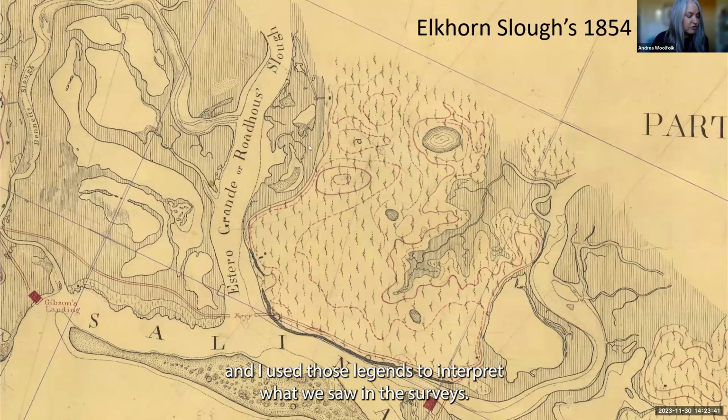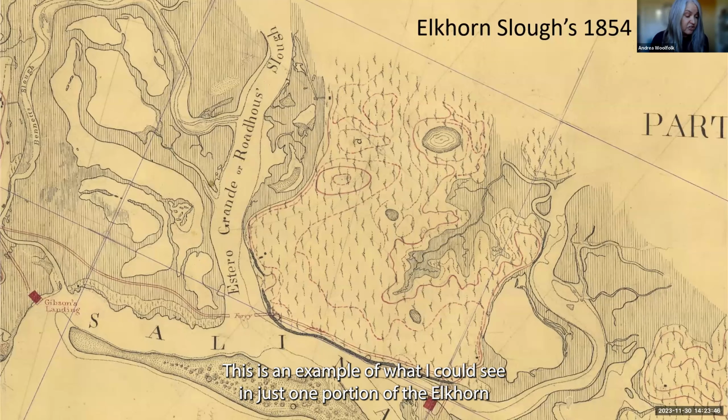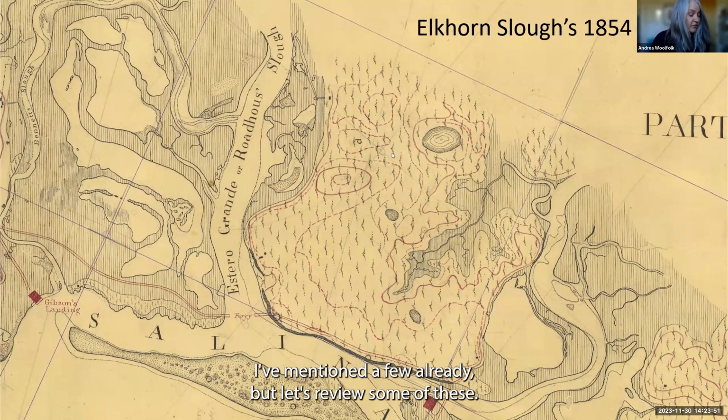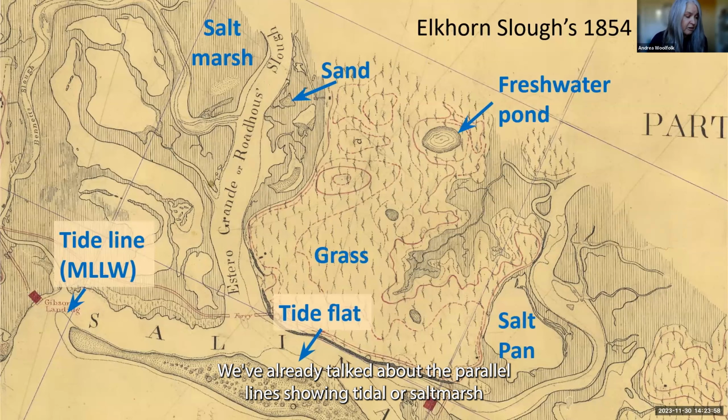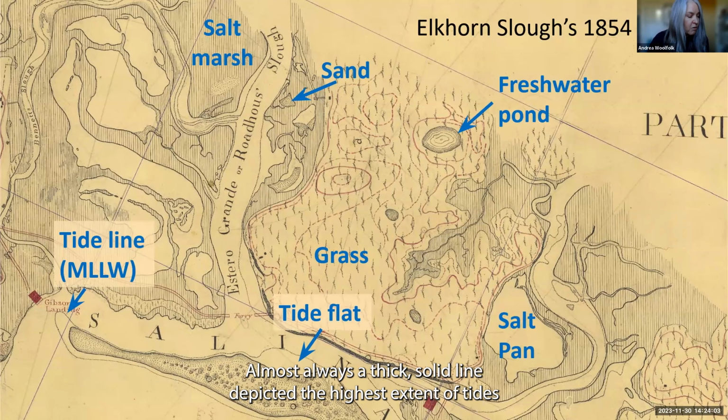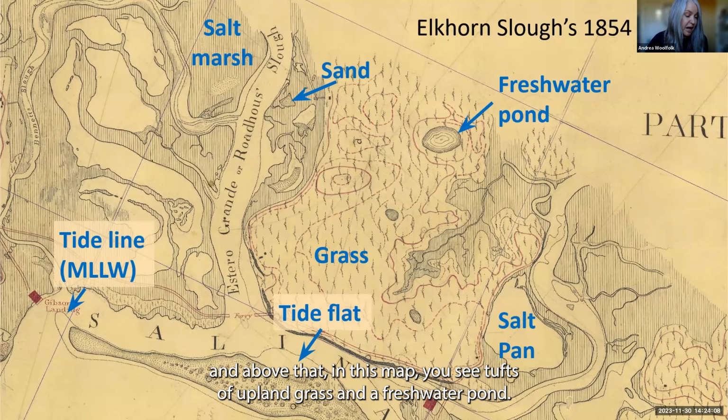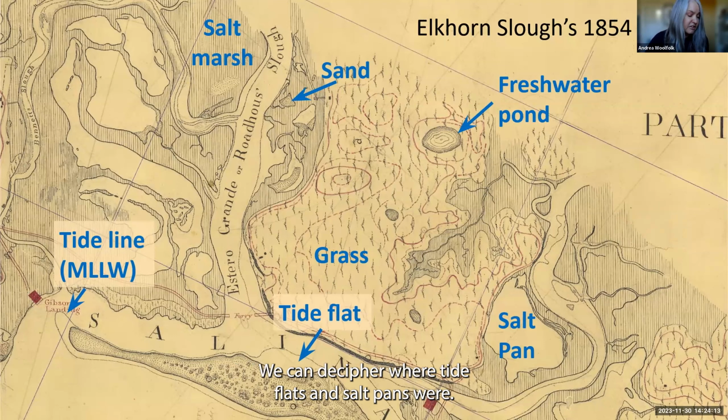So Suzanne and I used those legends to interpret what we saw in the surveys. This is an example of what I could see in just one portion of the Elkhorn Slough T-sheet. I've mentioned a few already, but let's review some of these. In California, dotted lines tended to show mean lower low water. We've already talked about the parallel lines showing tidal or salt marsh and dots showing sand. Almost always a thick solid line depicted the highest extent of tides, and above that in this map you see tufts of upland grass and a freshwater pond. Based on the tide lines, we can decipher where tide flats and salt pans were.